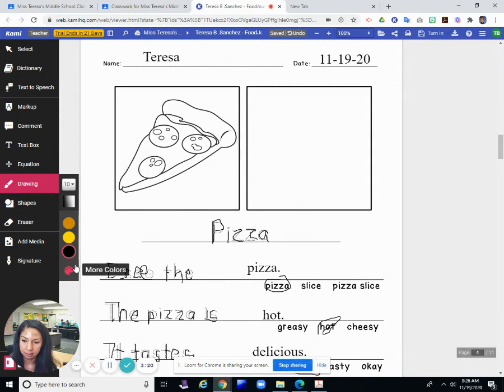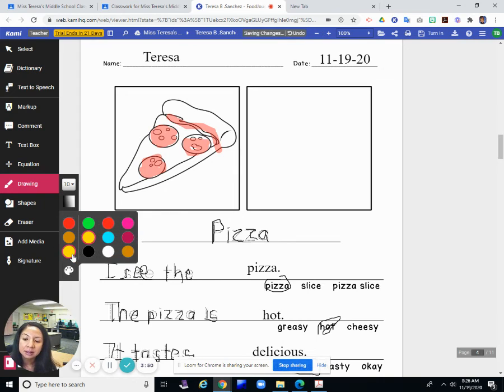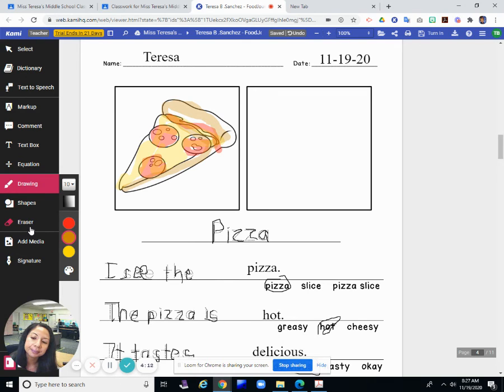Okay, now I can color my pizza. Color the pepperoni. Color the sauce. Color the cheese. I'm going to make the cheese a little lighter. Color my crust. Okay, there's my pizza slice.